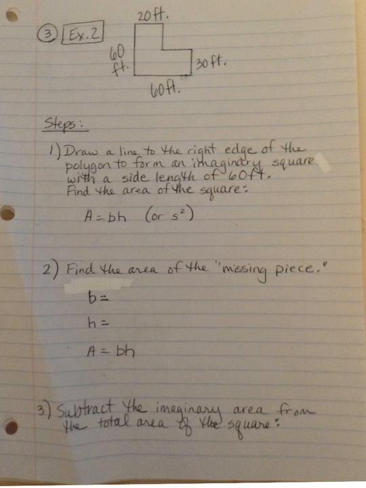Okay, in box number 3, draw this polygon that looks basically like an L shape and label it accordingly. And we're going to use a different method to find the area of this polygon. This time, instead of breaking the shape into a rectangle and a square, or two rectangles, we're going to create an imaginary shape by drawing some imaginary lines. So step 1 is to draw a line to the right edge of the polygon to form an imaginary square with a side length of 60 feet, and then find the area of the square.